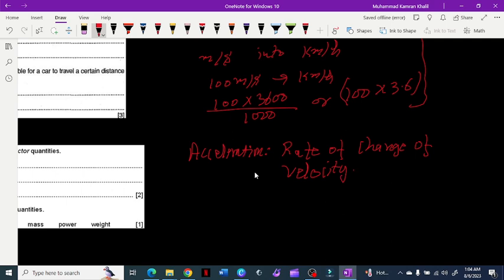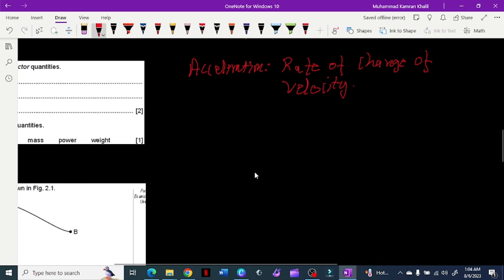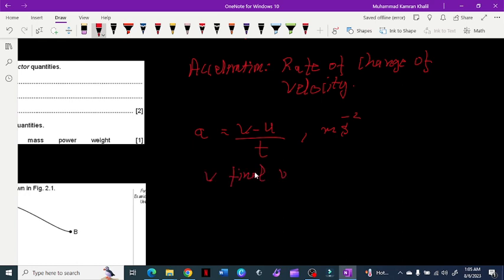So whenever there is change in velocity, we will say that there is change in acceleration. The symbol for the acceleration is small a, that is equal to (v minus u) by t. The unit for acceleration is meter per second square. So v is the final velocity, u is the initial velocity, and t is the time.